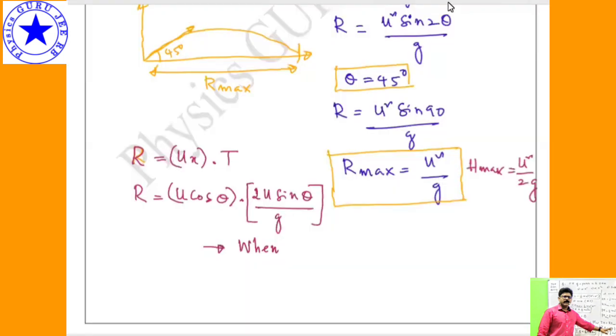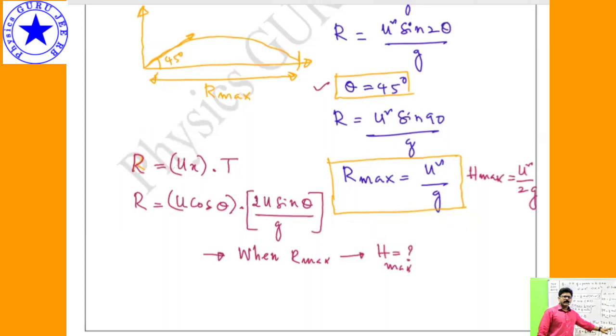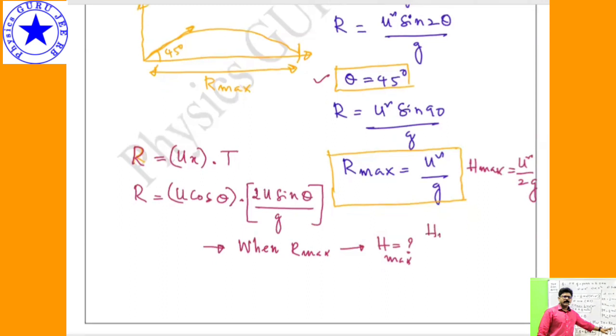So when R is maximum, we have to calculate the height, the maximum height. Can anybody tell when range is maximum? When theta is equal to 45 degrees, range is maximum. Now I'll take the formula for maximum height, H maximum equals u square sin square theta divided by 2g. Here you have to substitute theta, which is 45 degrees.